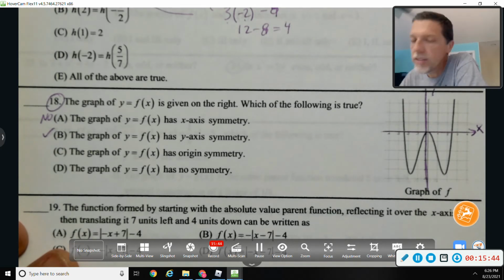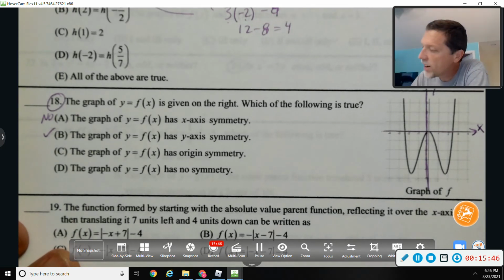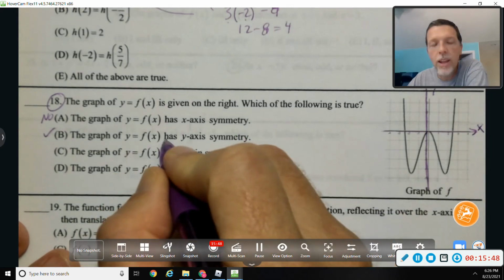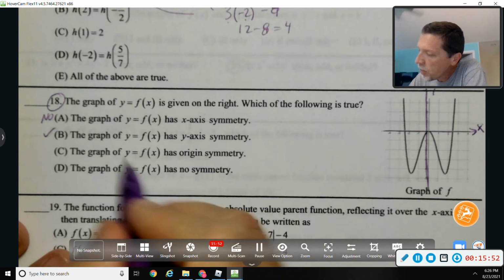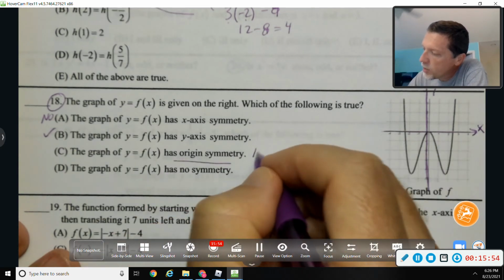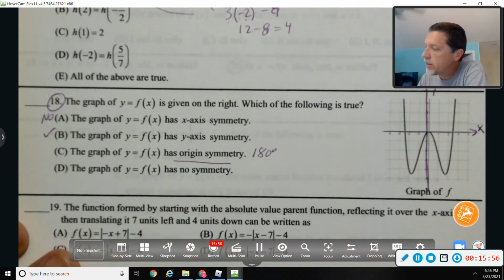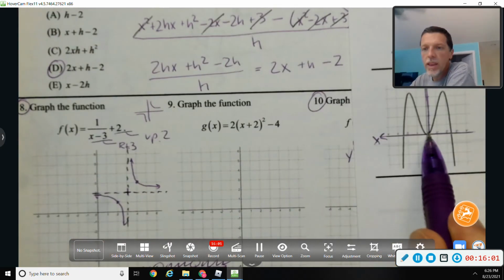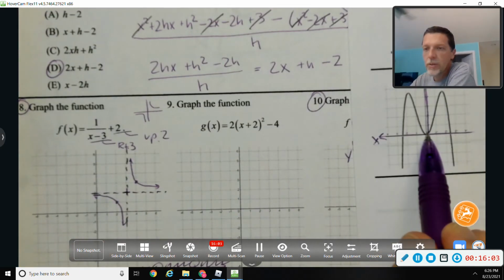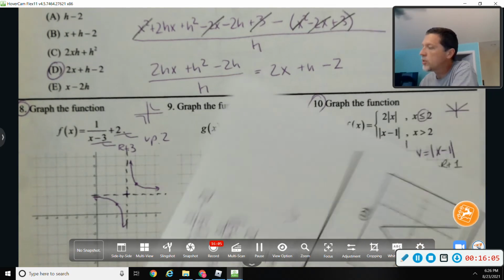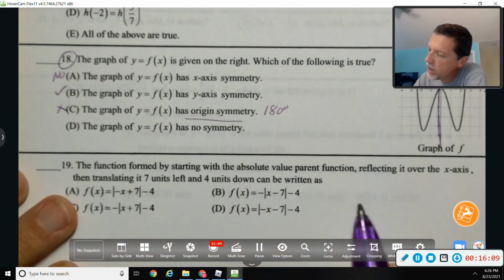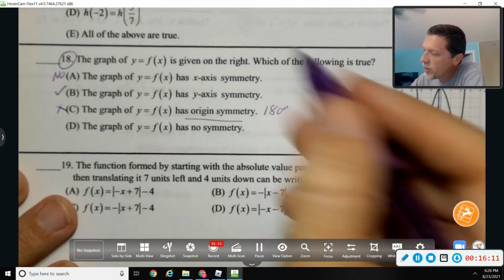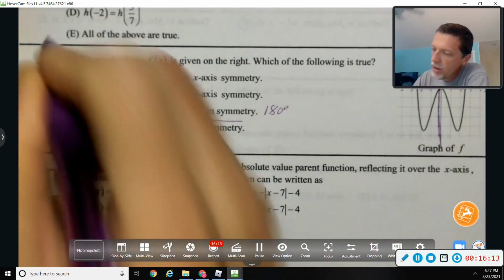You guys know that as a multiple choice strategy. Once you think you got the right one, rule the others out, and then you'll feel really good about your answer. Origin symmetry. Remember, that's rotate 180 degrees. Sometimes it's hard to picture when you only have one graph, but that's not the same as what I started with. That's like an M, and the original was more like a W. So, no, not origin symmetry. No symmetry. No, we said it had y-axis symmetry, so our answer is B.